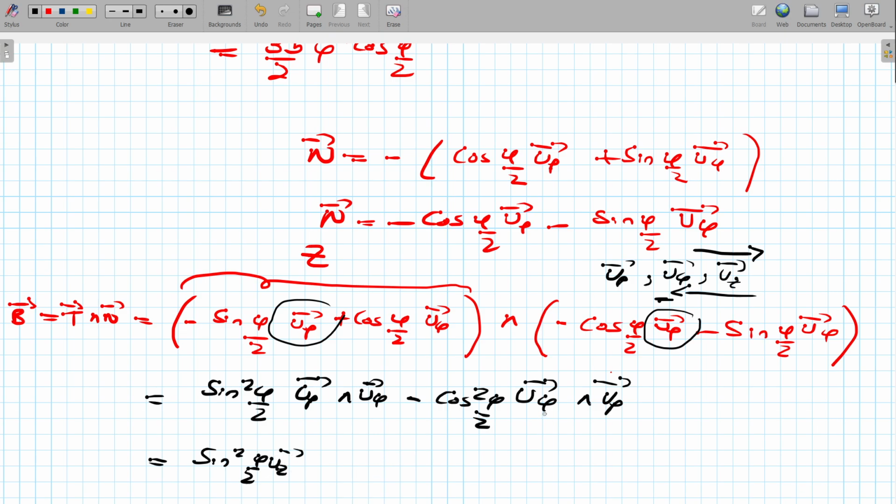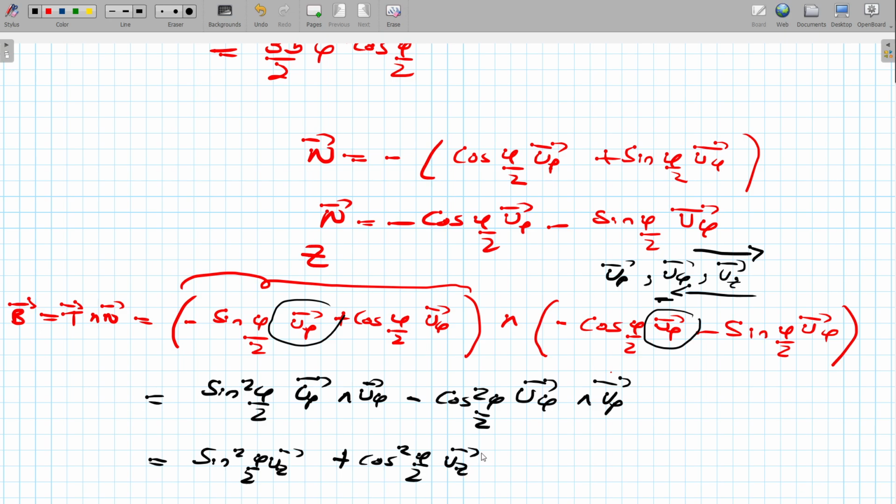Now here I'm saying u-phi vectorial u-rho, I'm going in this direction. So it's going to be minus the other quantity. It's going to be minus the other unit vector. In this case, since I'm taking the vector product between u-phi and u-rho, the other vector is uz, but then I'll multiply that with a negative because I'm going in the opposite direction. Now with this negative that is here, I'm going to get plus cosine squared phi divided by 2 uz.